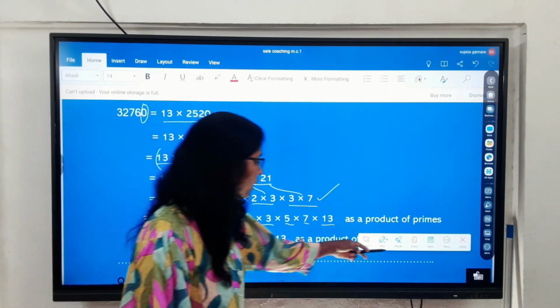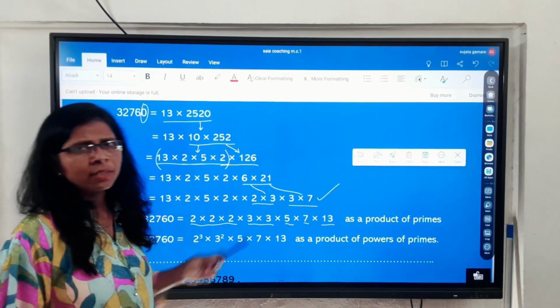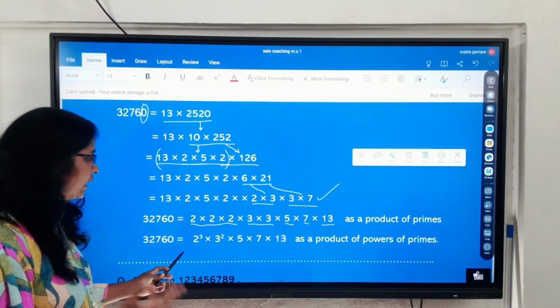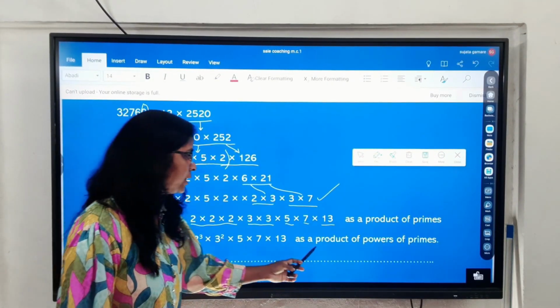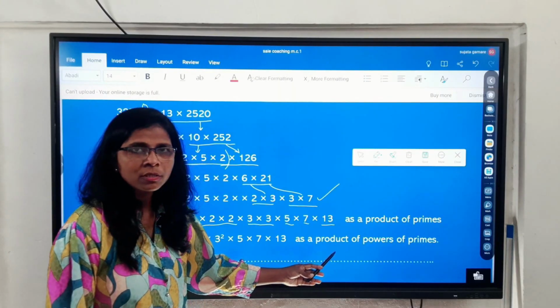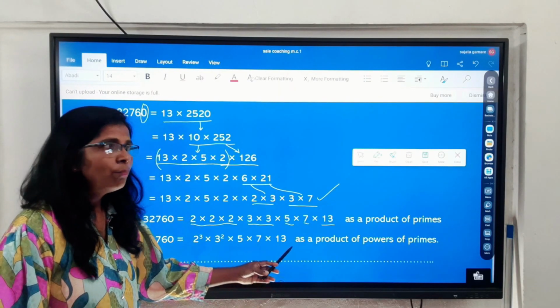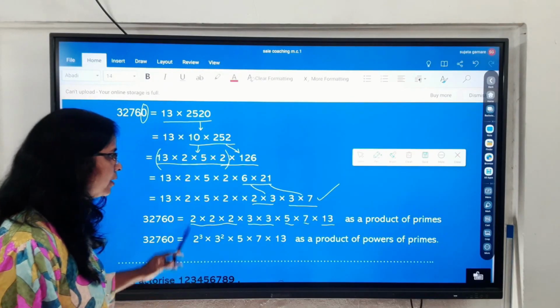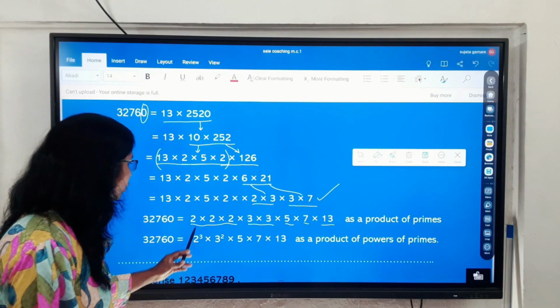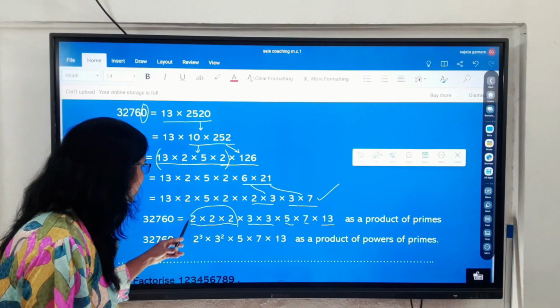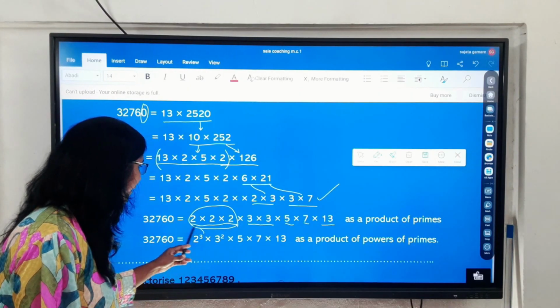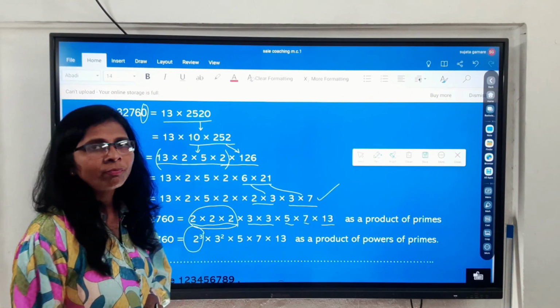But now, as well, we can arrange these primes as a product of powers. So here you have to show the primes in the form of powers. So here 2 comes 3 times. So I write here cube of 2.